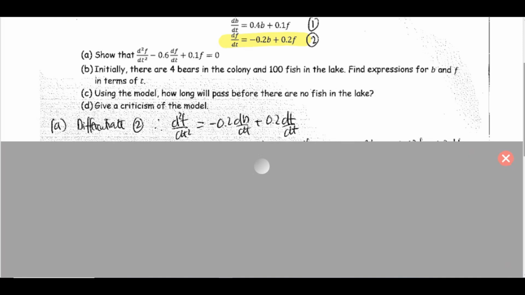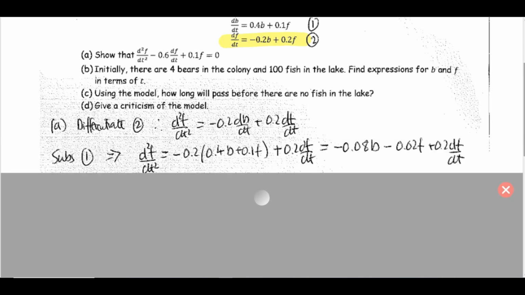The next step is to sub in the first equation to get rid of dB by dt. So if you do that, you will get d2F by dt squared equals minus 0.2 bracket 0.4B plus 0.1F close brackets plus 0.2 dF by dt. And if you expand the brackets, that's going to give me minus 0.08B minus 0.02F plus 0.2 dF by dt.